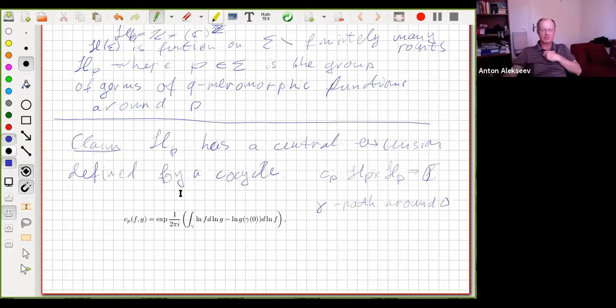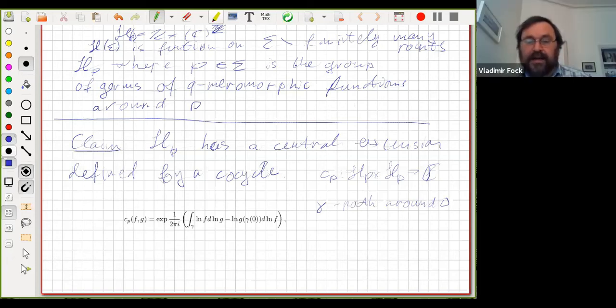What about examples? How does the cocycle look on some simple f's and g's? Yeah, I will rewrite maybe the formula. You will recognize it. So this is not very complicated as a cocycle. So I will write down the following.